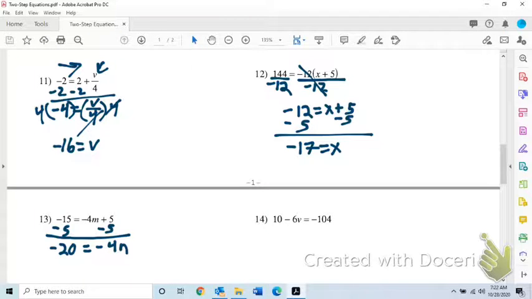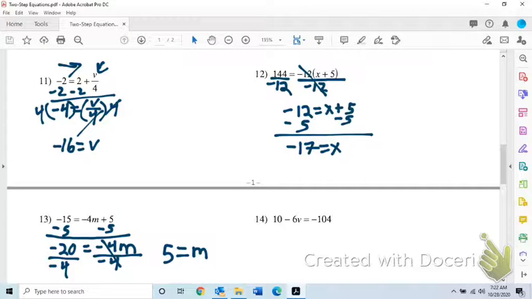So now we have negative 20 equals negative 4m. We divide both sides by negative 4, because negative 4m is the same thing as negative 4 times m. How do we get rid of multiplication? We divide. So the 4's are gone, and that gives us the m all by itself. And negative 20 divided by negative 4, when we're dividing a negative by a negative, we get a positive. So that's 5 equals m.